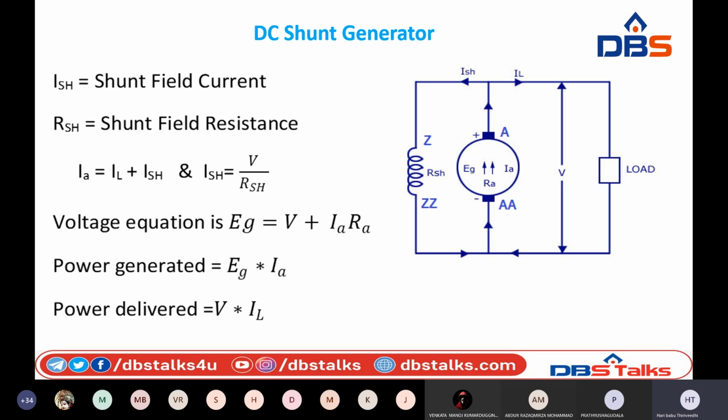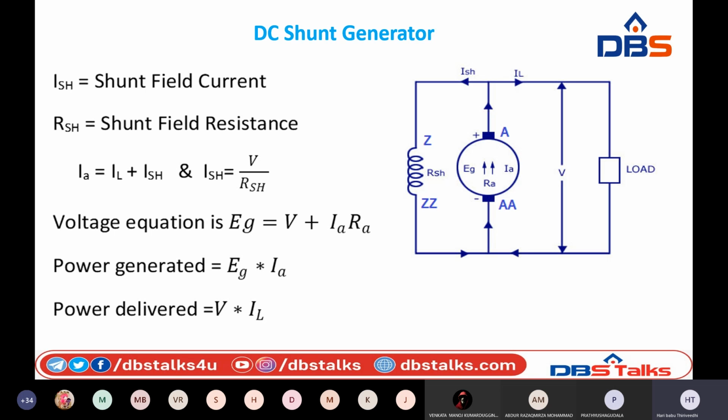So you have to draw the diagram. This is a generator with EG, and IA will be going, but now a field is connected across the generator. Because of this you can call it a shunt generator. A field winding is connected in parallel to the armature winding. Such a type of generator is called a DC shunt generator.